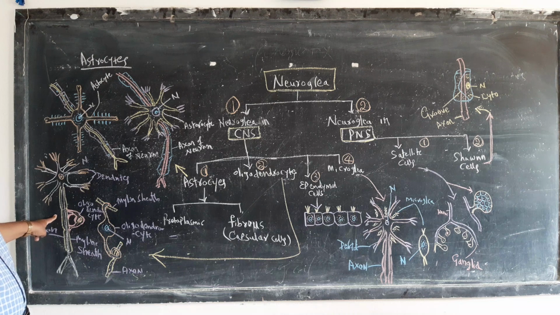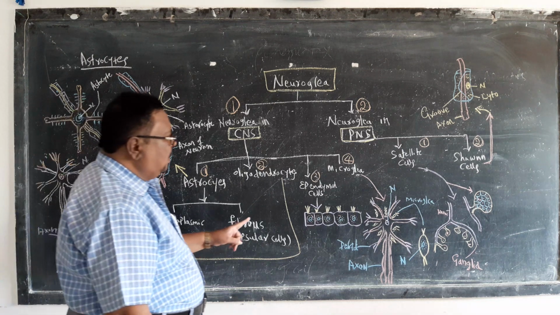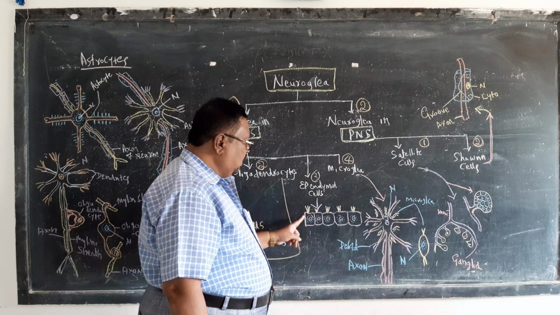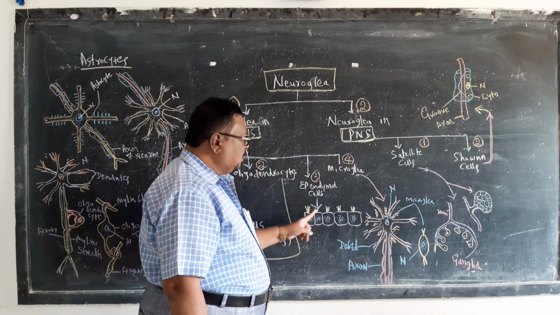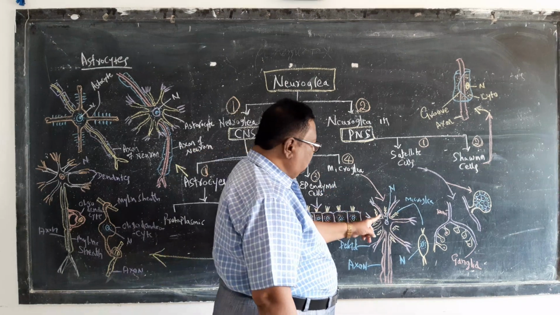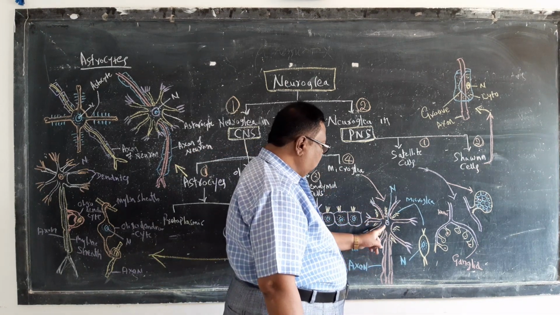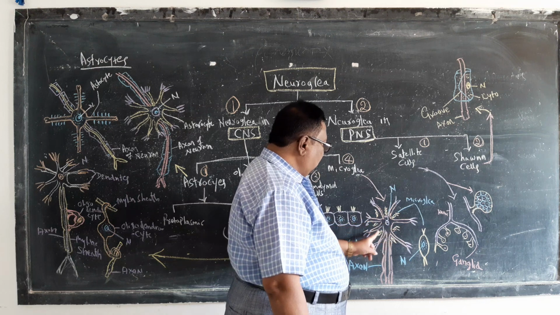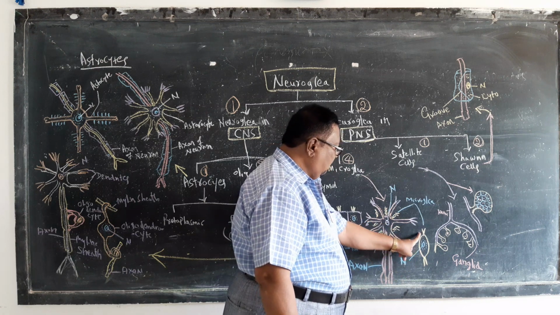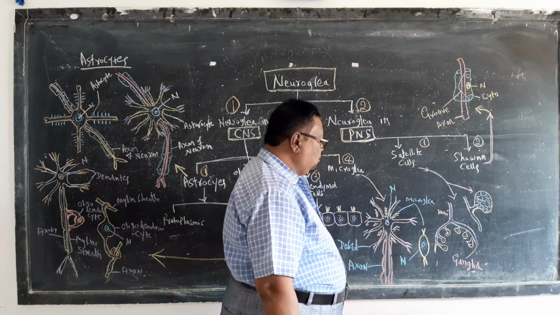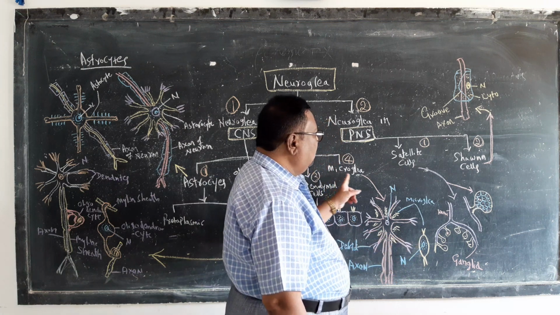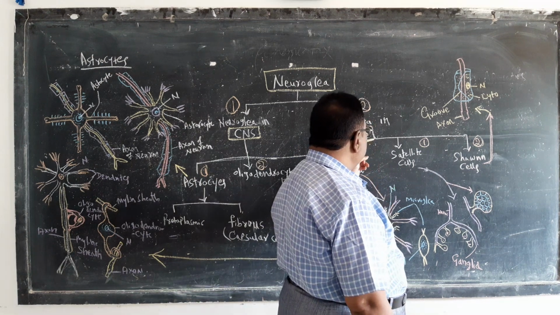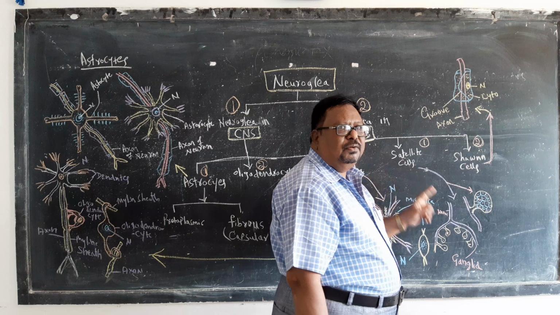Now coming to the ependymal cells, they are very simple cells with cilia. Ependymal cells are ciliated cells. Microglia cells are present in between the dendrites of the axons. These are the microglia cells, which have spine-like structures at two ends. That is the microglia.